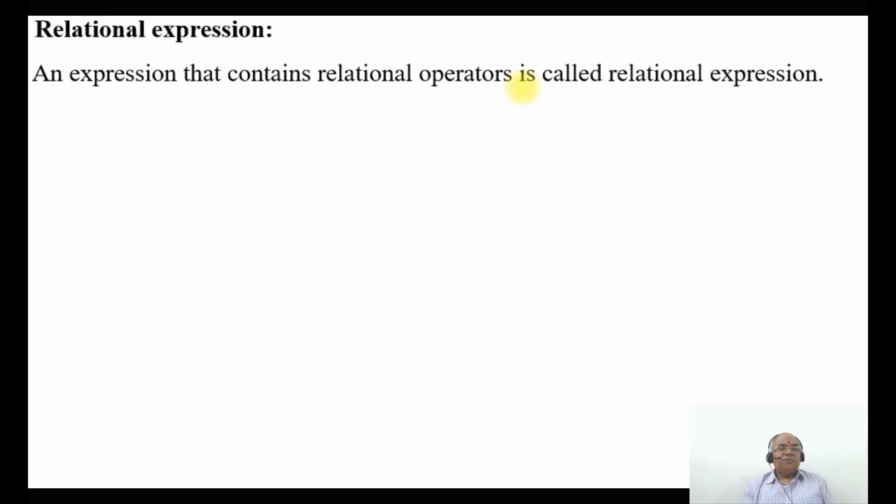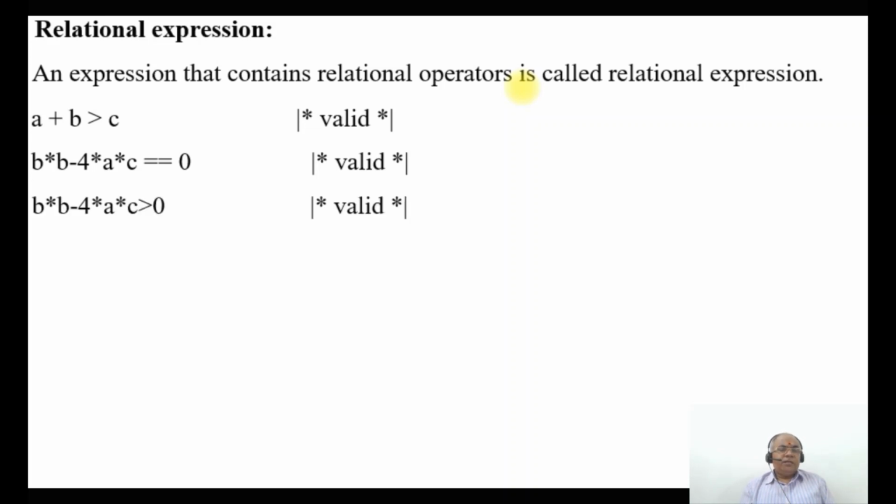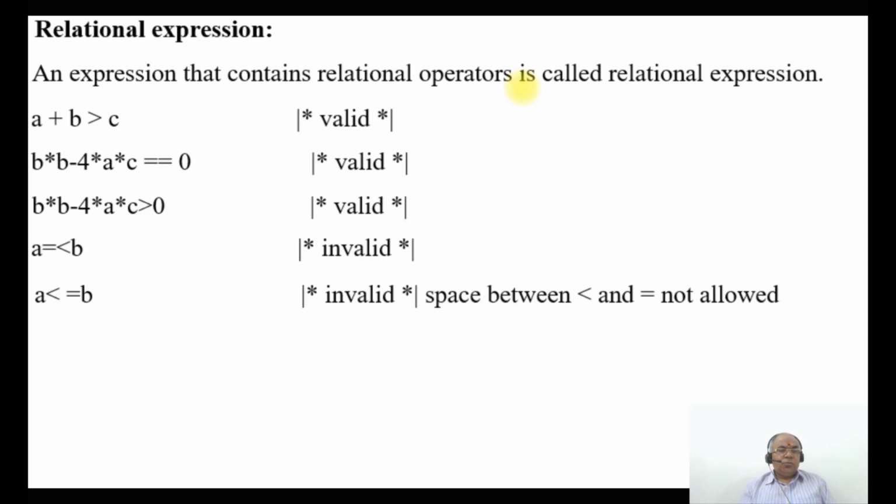So what is an expression? An expression that contains relational operators is called a relational expression. Suppose I say a plus b is greater than c, it is valid. b square minus 4ac is equal to 0, again valid. b square minus 4ac is greater than 0, again valid. Then a is equal to less than b is invalid, because it should be less than or equal to, according to our relational expressions. a is less than space equal to b is invalid because there should not be a space between the less than and equal symbols. So this is not allowed.